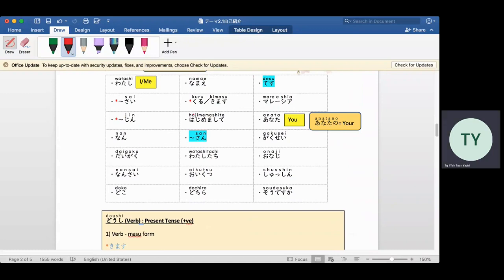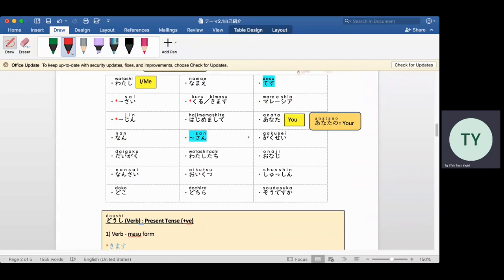Jin, okay. Down, later on. Hajimemashite, nice to meet you. Anata, you. Kalau anata no, yo. Anata no namae, your name. Anata no shushin, your hometown. Kalau anata, you. Right? Nan, what? Apa? San, this one I already explained in the previous chapter as well.